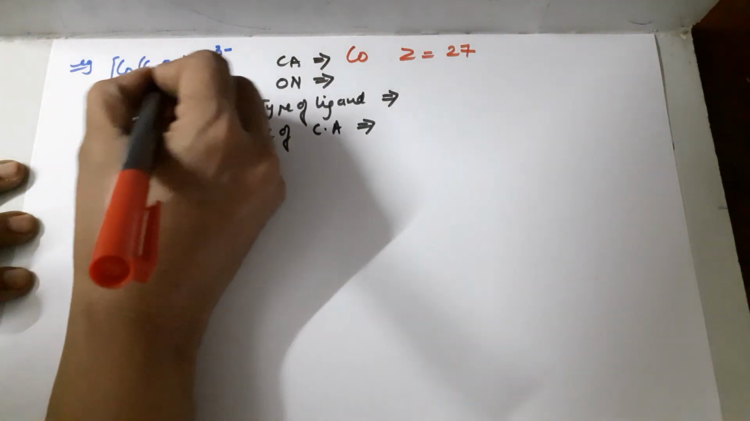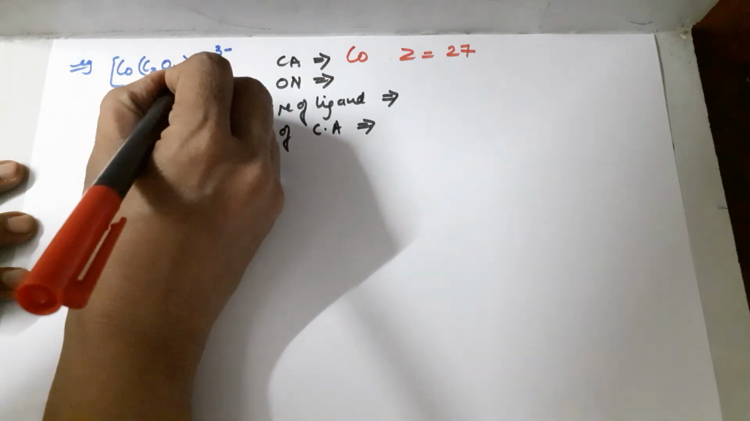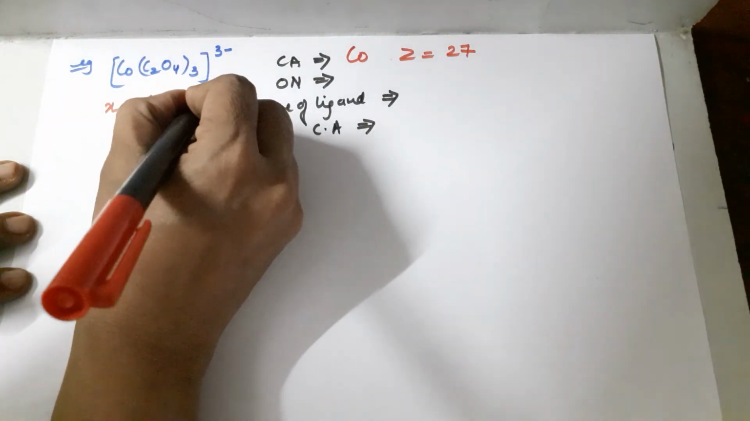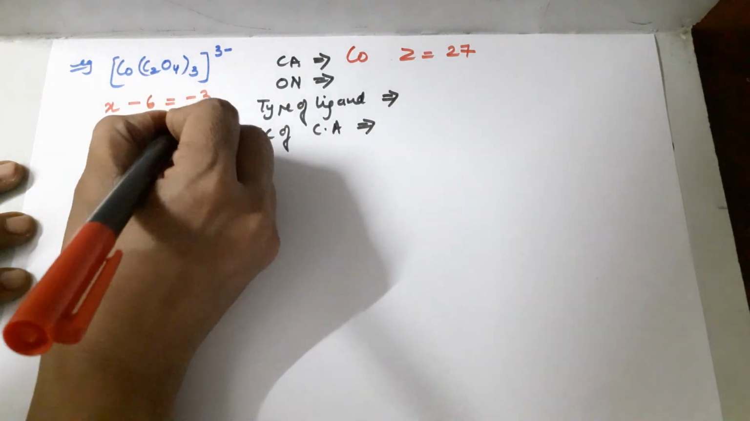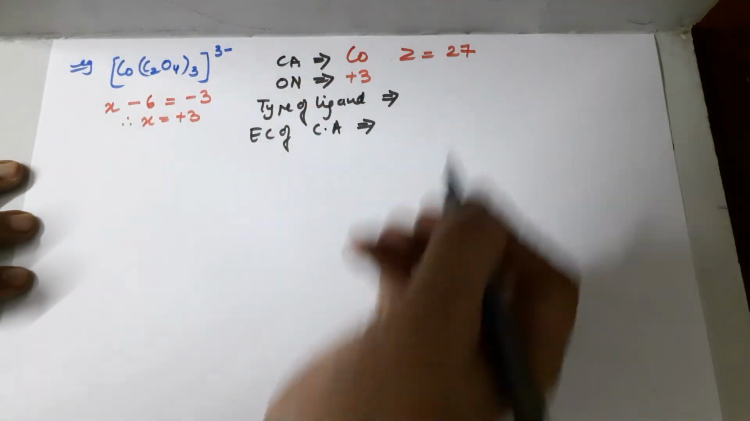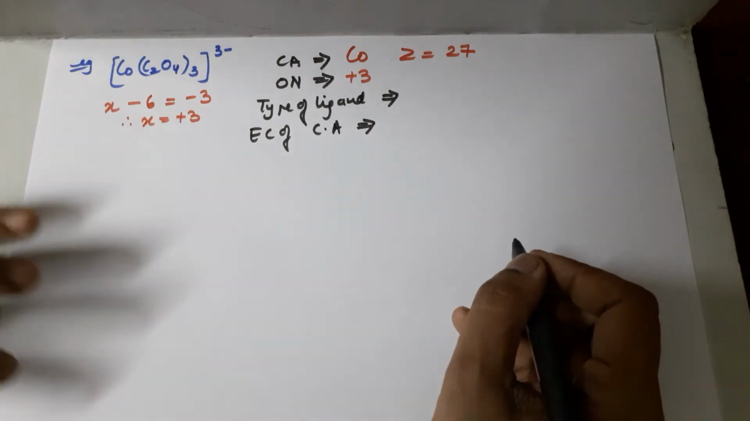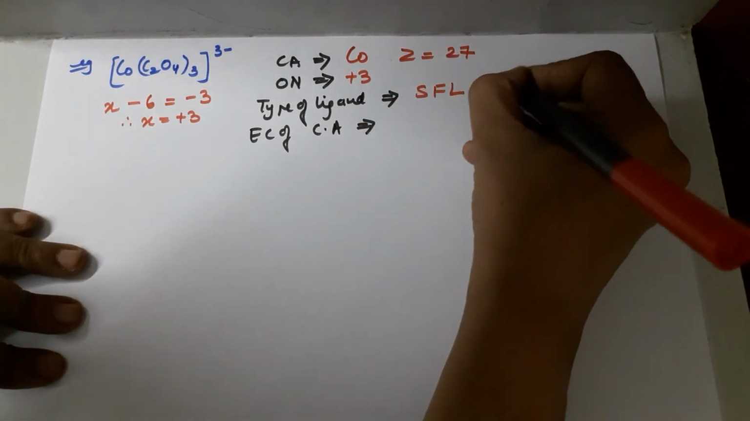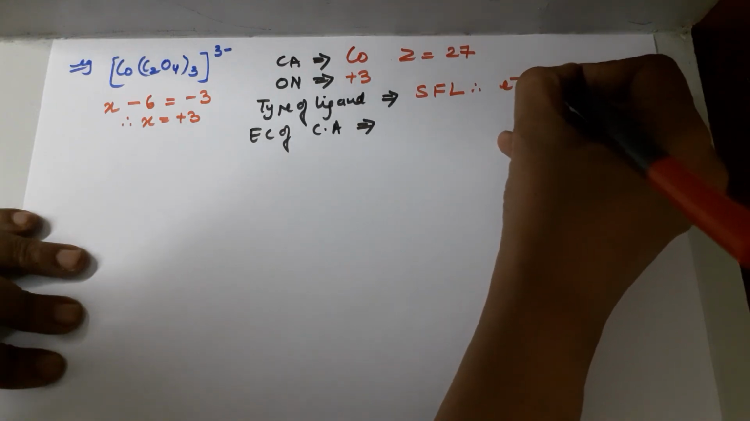X for cobalt, each oxalate has 2 minus. There are 3 such 2 minuses. So you have minus 6 is equal to minus 3. Therefore, X is equal to plus 3. So the oxidation number of cobalt is plus 3. Ligand is oxalate. So it is a strong field ligand. Therefore, electron pairing has to take place.